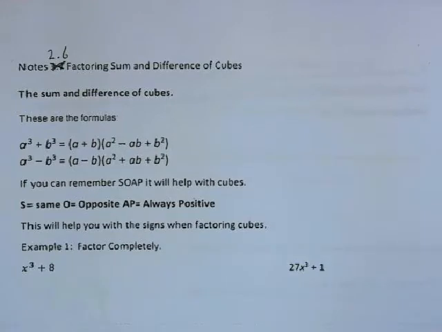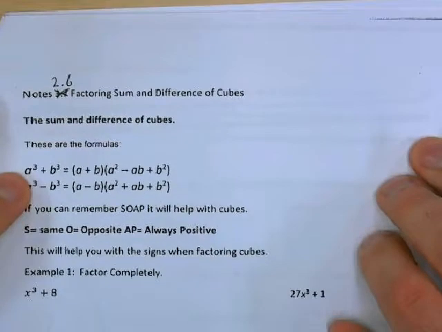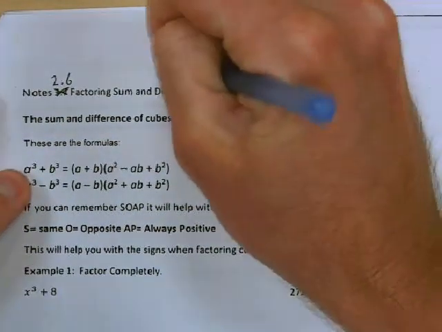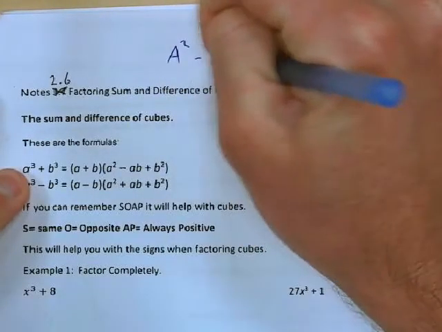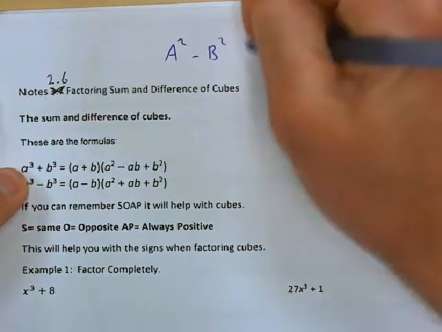All right, we got the 2.6 notes, factoring the sum and difference of cubes. Now, before we get to the cube stuff, let's look at something that we learned last year. If I have something in the form a squared minus b squared, how does that factor? Okay, so hopefully you can fill this in from memory.